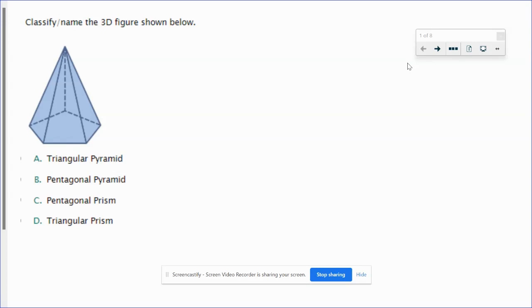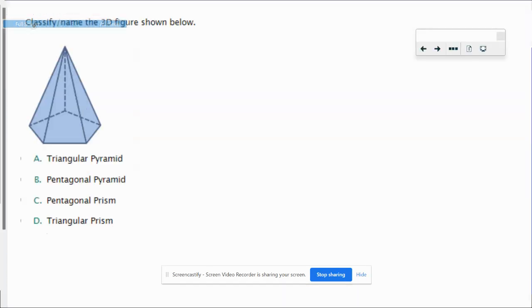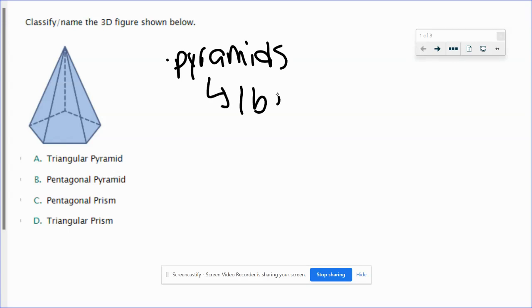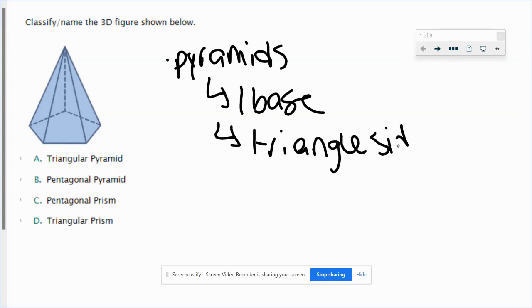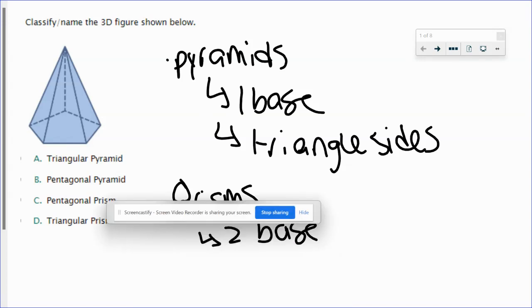We should remember that pyramids have one base and triangle sides. Prisms have two bases and rectangle sides.